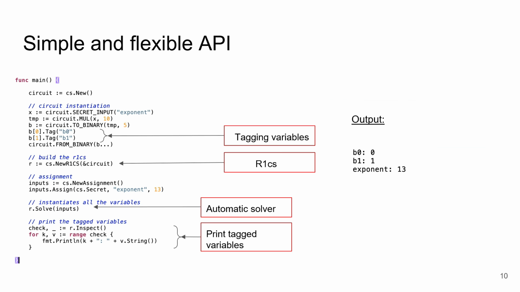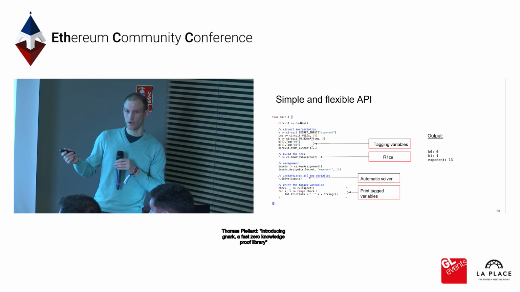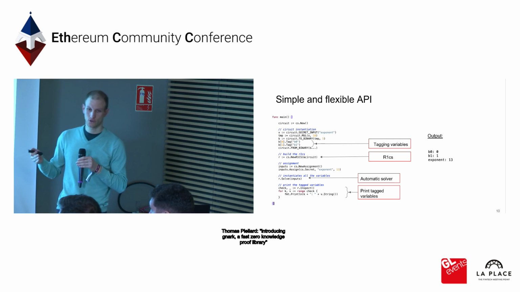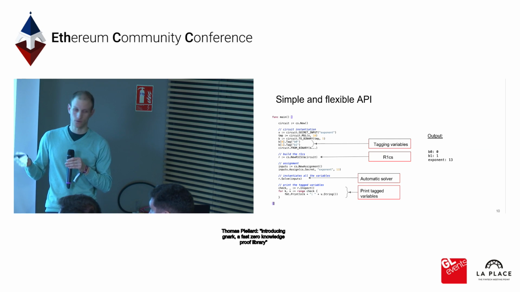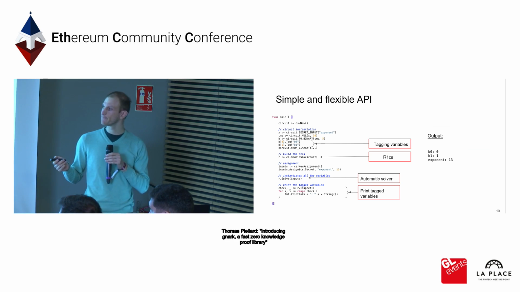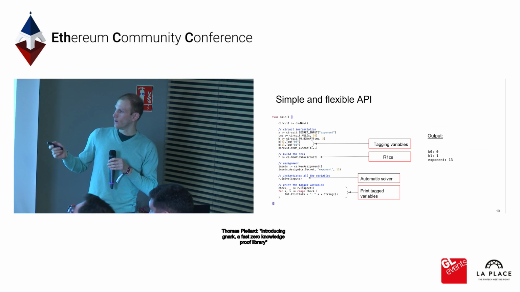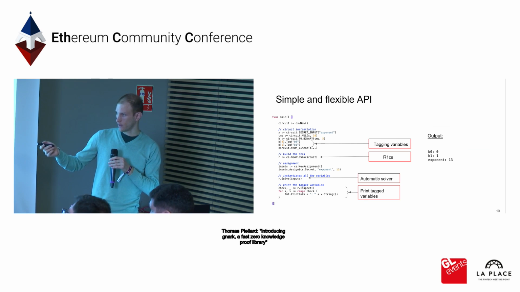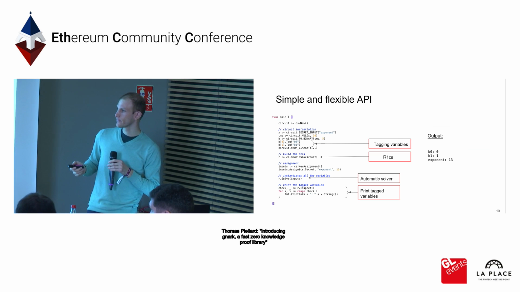I want to query the binary decomposition of the TMP variable, the 5 least significant bits. And if I want to debug, that is to query the value of the last two significant bits, so B0 and B1, I just call the tag method. It takes as parameter a string. It's a name that you will give to the variable that you want to debug.